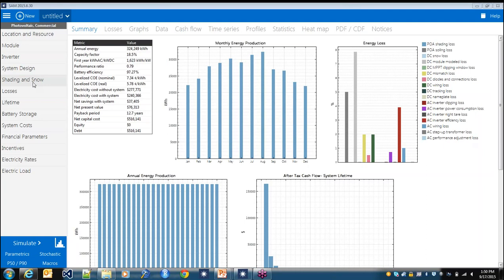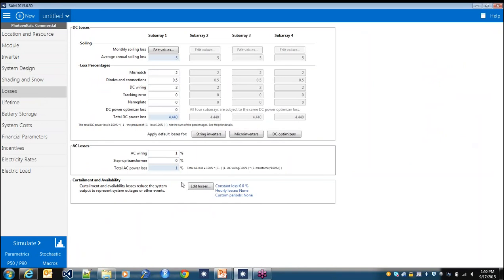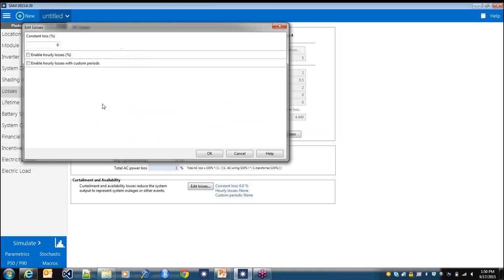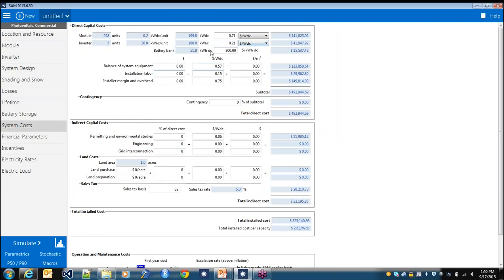if I go ahead and go to my system design page, you can see we have 200 kilowatts of PV installed, but we have a cheat for this. If we go to the losses page, and then there's this curtailment and availability, if I click edit losses and then enter 100%, basically we're going to curtail the entire PV output. Then on the systems cost page, just zero out the PV module costs.